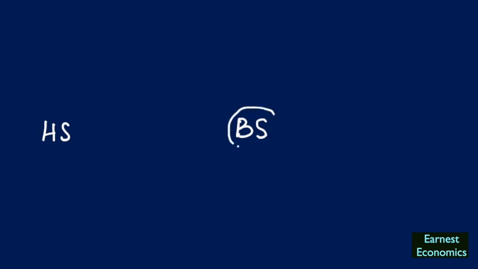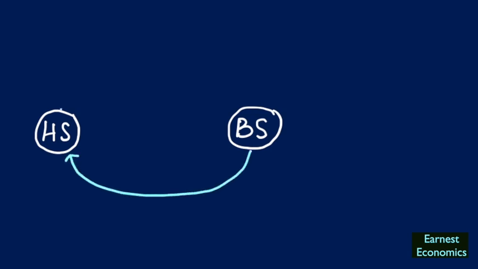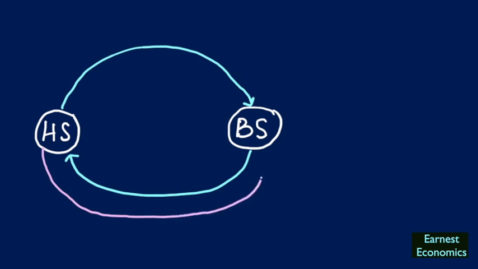Now this is our business sector, this is our household sector. Now look at this, this is the flow of goods and services to the household sector, and this is the flow of the factor services to the business sector. On the contrary, this is the flow of money in the form of consumption expenditure to the business sector from the household sector, and then from here in the form of factor payments back to the household sector. So we are completing these two flows.